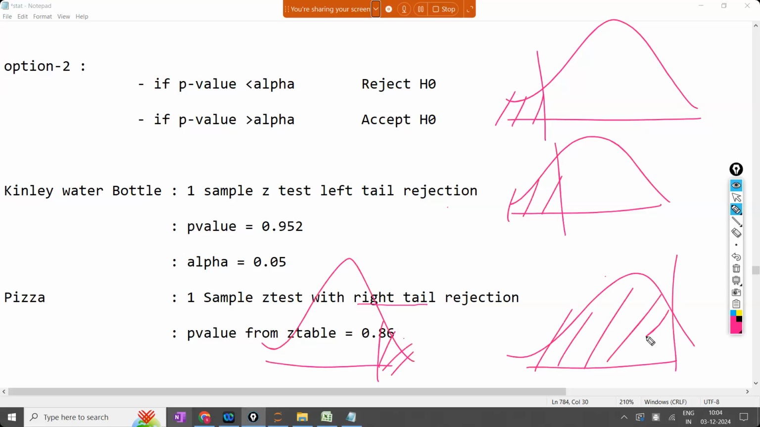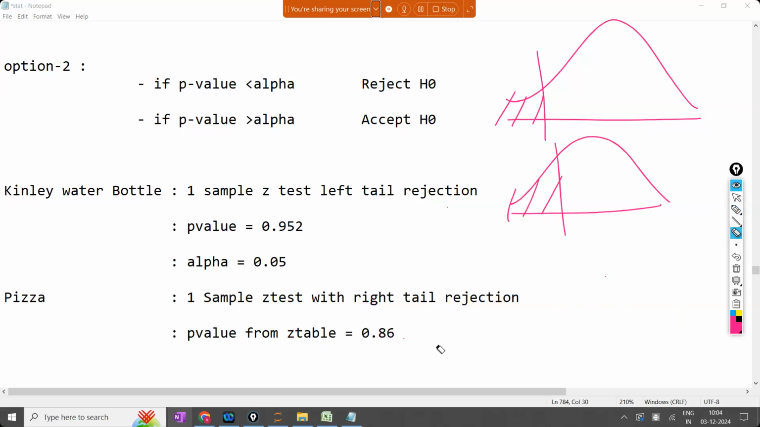Opposite to each other now. So when they are opposite to each other, first I have to calculate the right side area. How to calculate the right side area, miss? 1 minus. So here, after getting the P value from the Z table, you have to do 1 minus P. That is nothing but 0.14. Then only you can apply the second option.